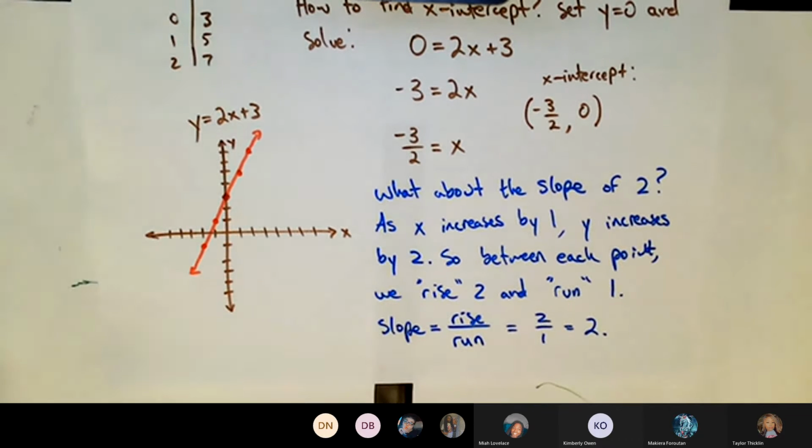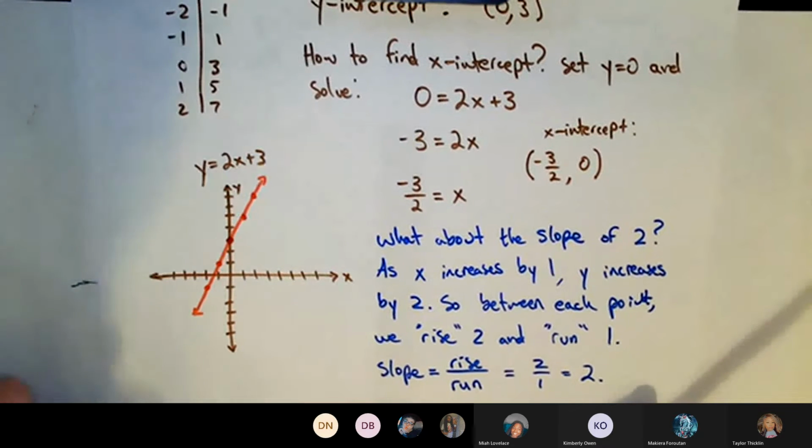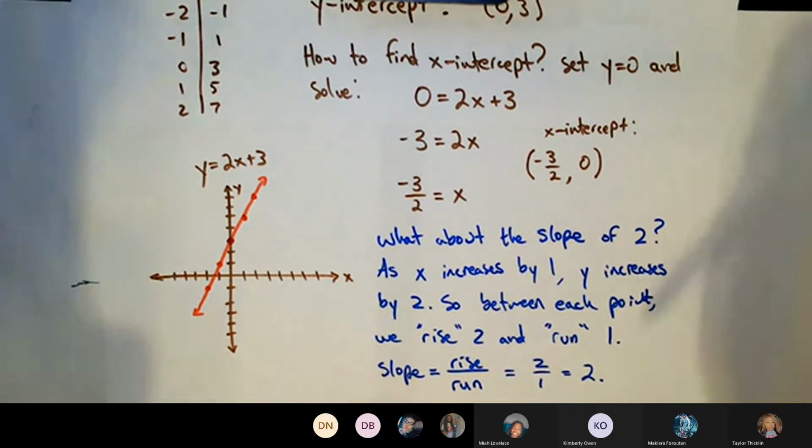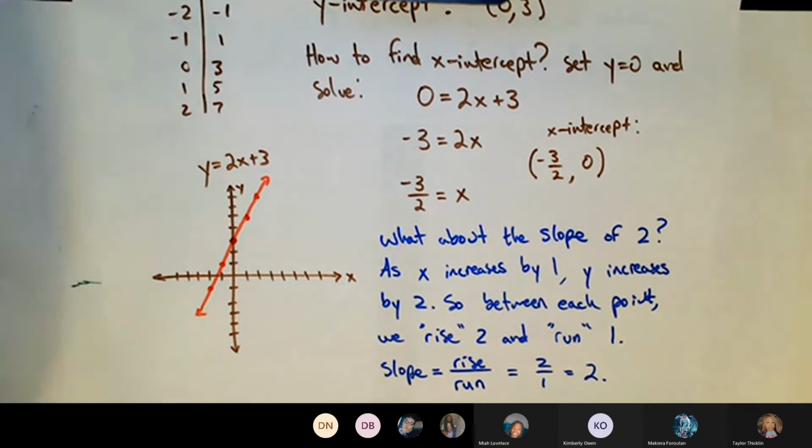So it's all connected. You can see it in the table of values if you really pull it apart, kind of like I did here. You can see the slope also in the equation of the line right there attached to the x. Okay.